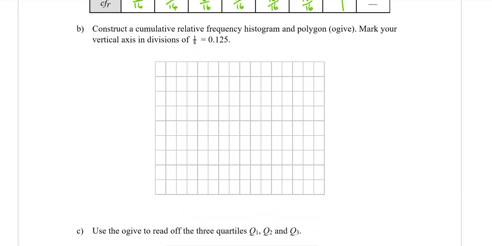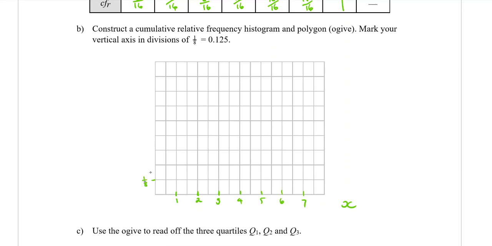Okay, so across the bottom is going to be the X. We need to draw the histogram, which means I need a column width. So I'm going to do every second space so that I have enough room for that column to go in. So this is going to be 1, 2, 3, 4, 5, how far do I need to go? 6, 7. Okay, then on the vertical axis, it tells me to do 1/8 for each space.